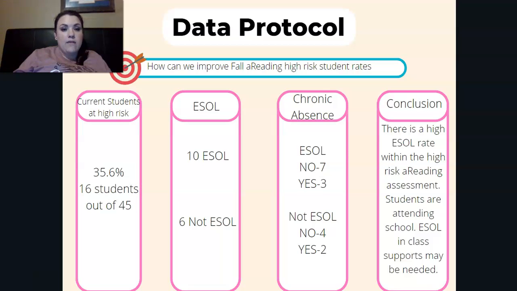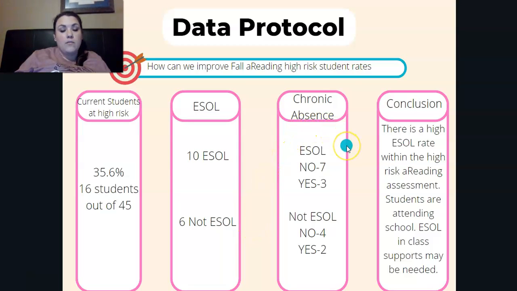In my building, we have a high ESOL rate of students or population. So I first thought to look at the ESL students and see what percentage they make up of that high risk category. In this case, there was 10 of the 16 students were ESL, 6 were not.